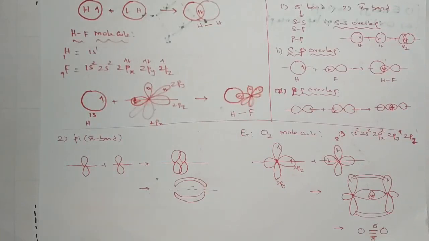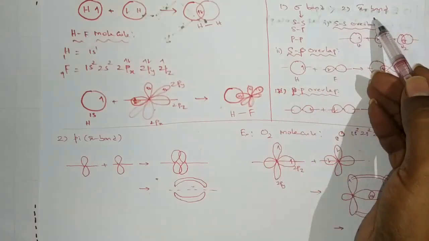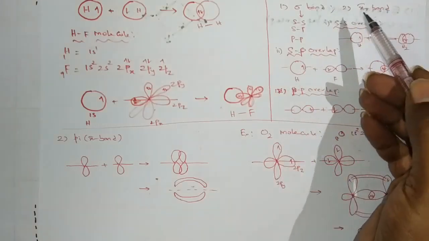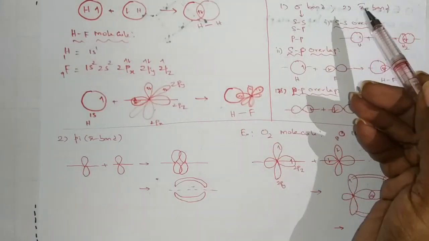Okay, now we'll see what are the types of covalent bonds. The covalent bonds are mainly of 2 types, sigma bond and pi bond, depending on the type of overlap. What is a sigma bond?